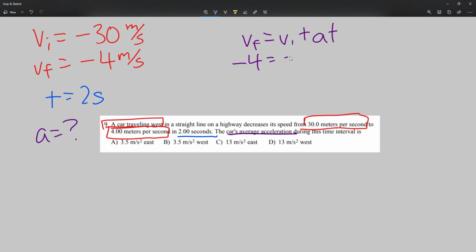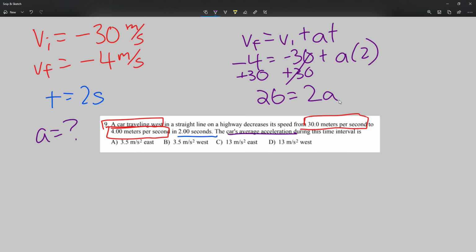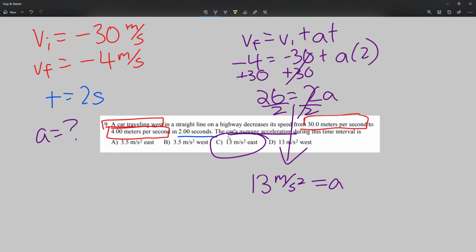So negative 4 is equal to negative 30 plus A times 2. So plus 30 on both sides. So 26 is equal to 2A. Divided by 2 on both sides. 13 meters per second squared. And now since this is positive, I'm treating positive as east now, because I treated west as negative here. And I'm going to choose C again.